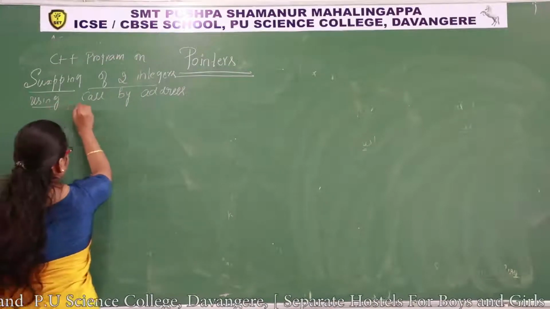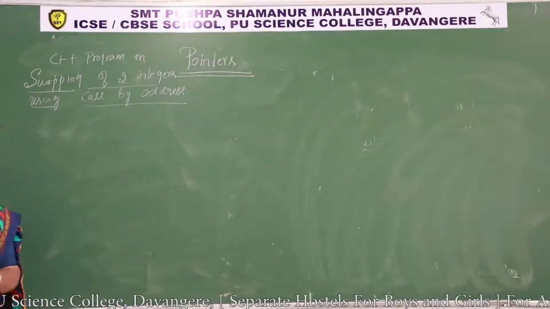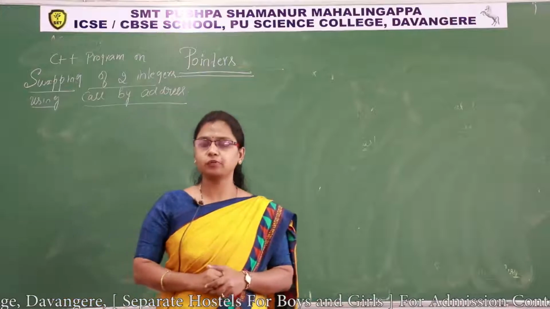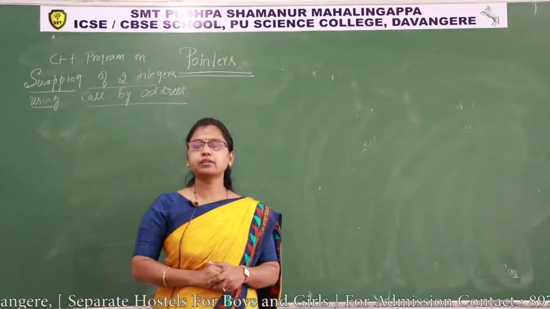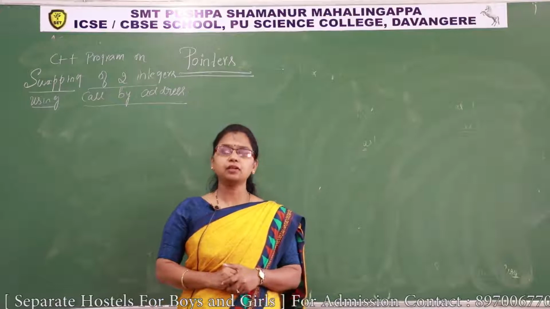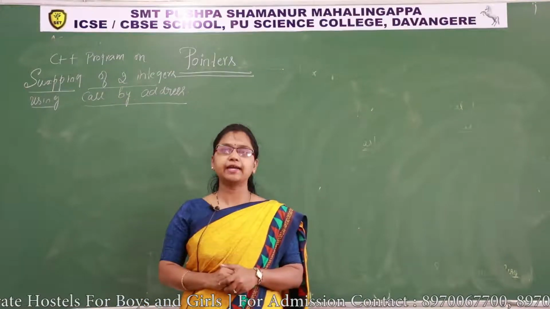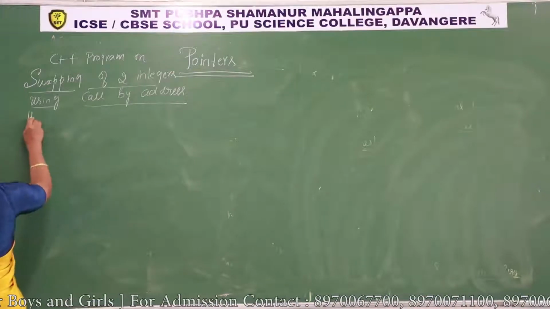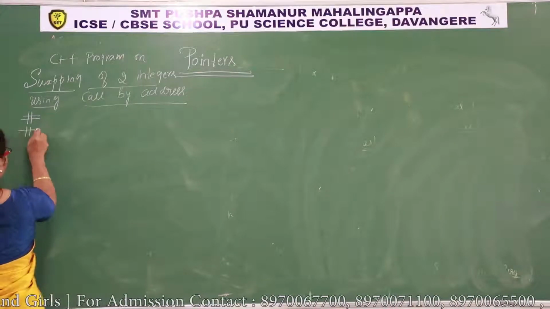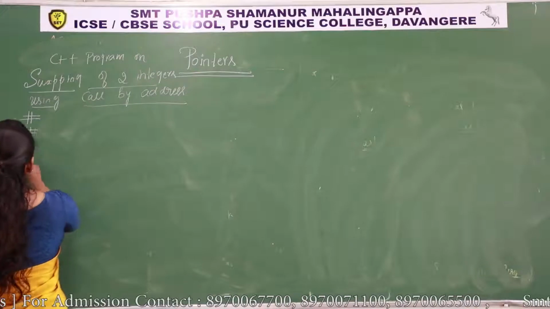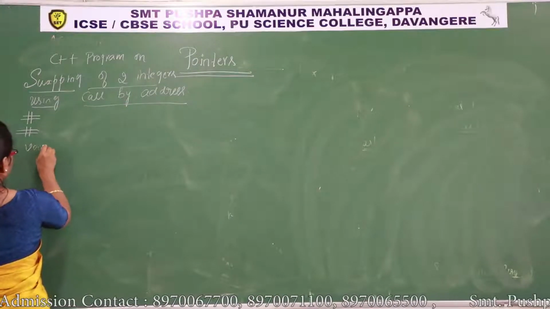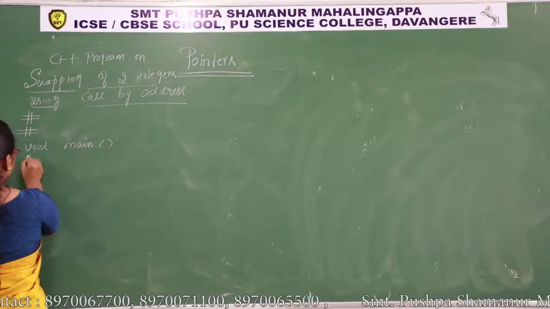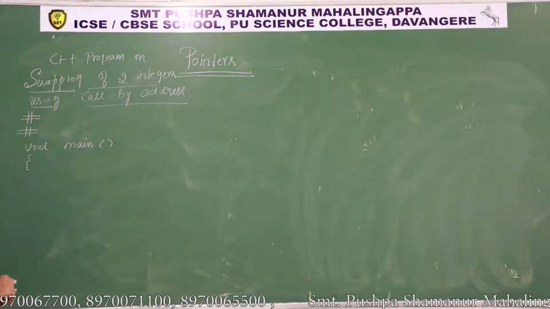See, call by address. In this method, we will pass the address of the actual argument. To receive the address of the actual argument, we have to create pointers in the function header. Let us start the program. Header files: include iostream.h, conio.h, void main, open flower bracket.